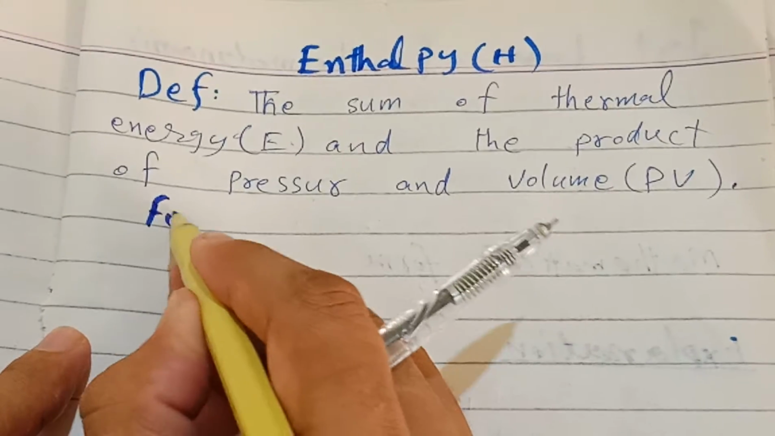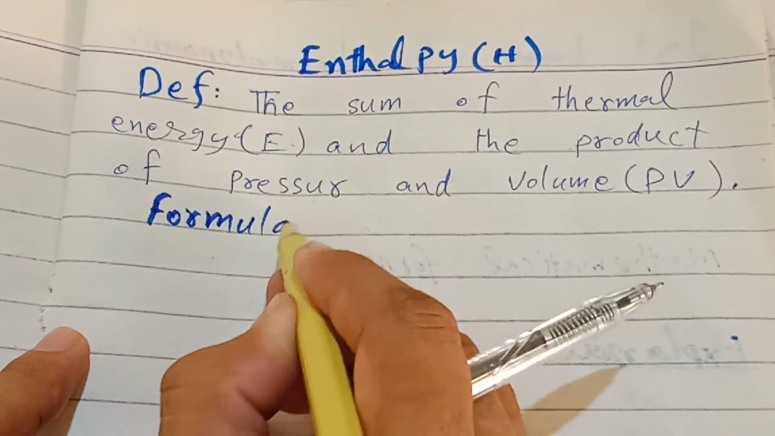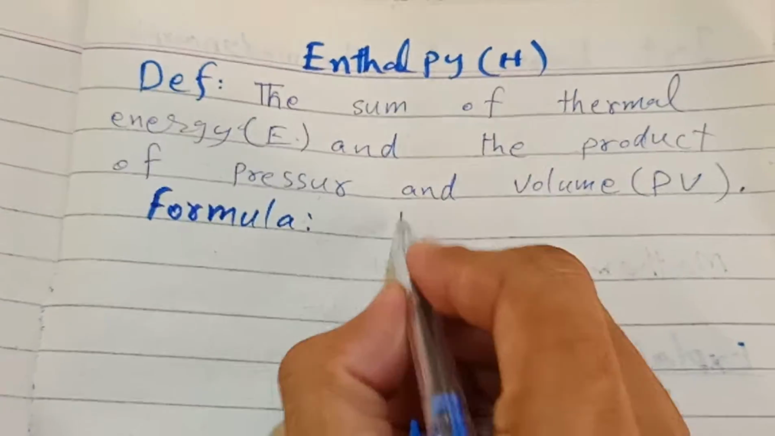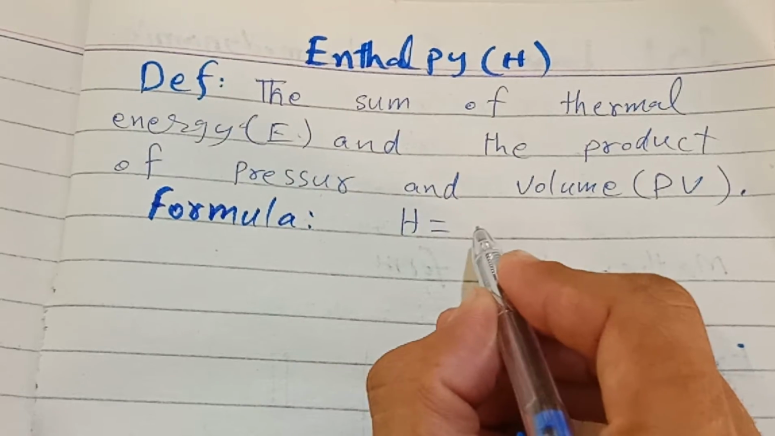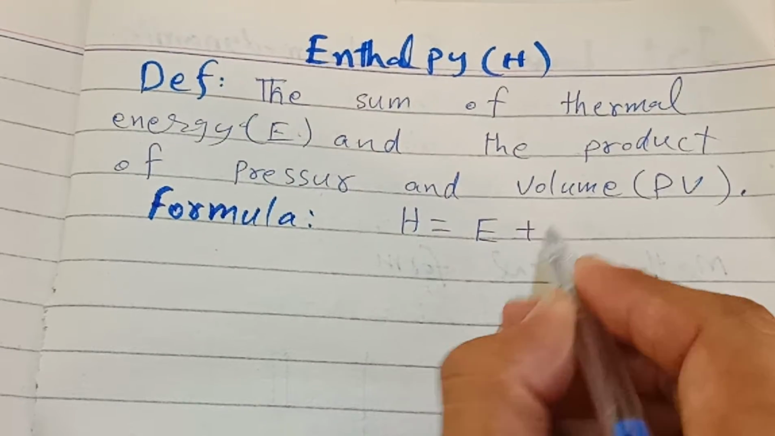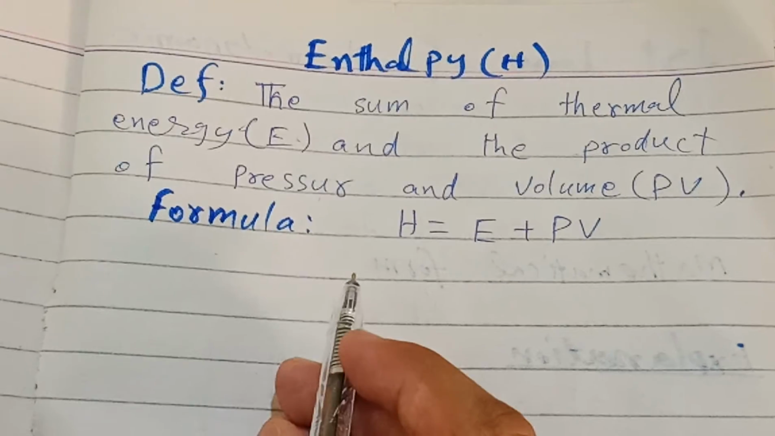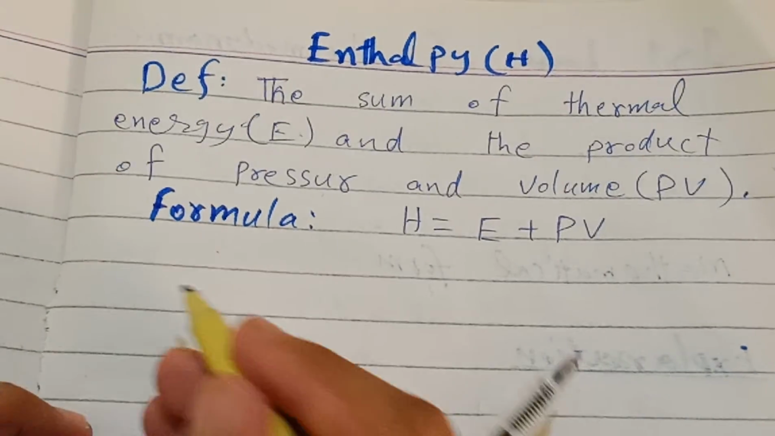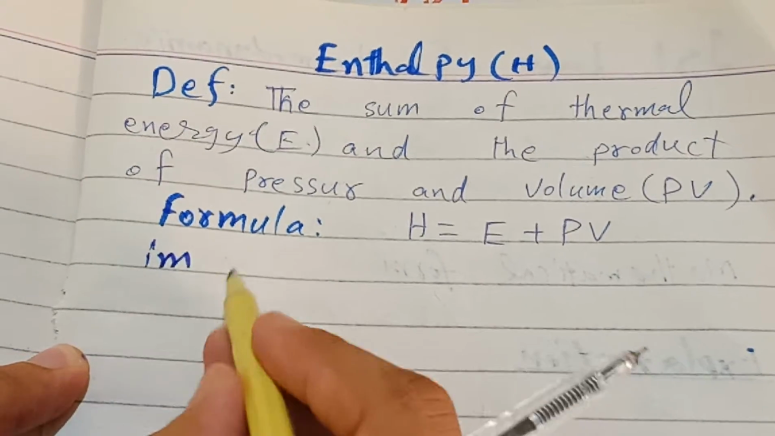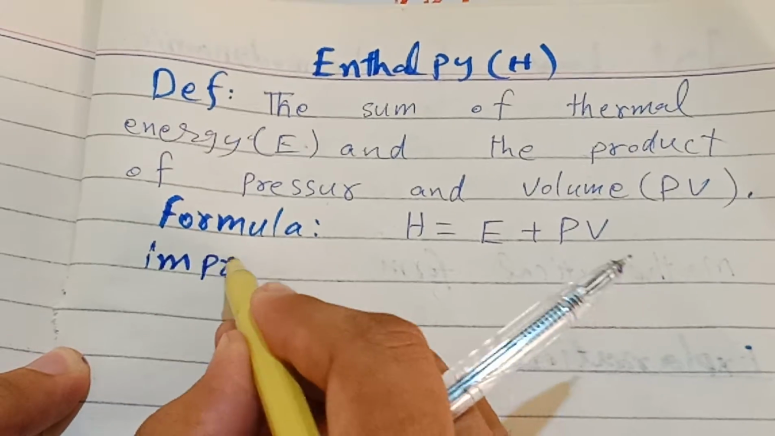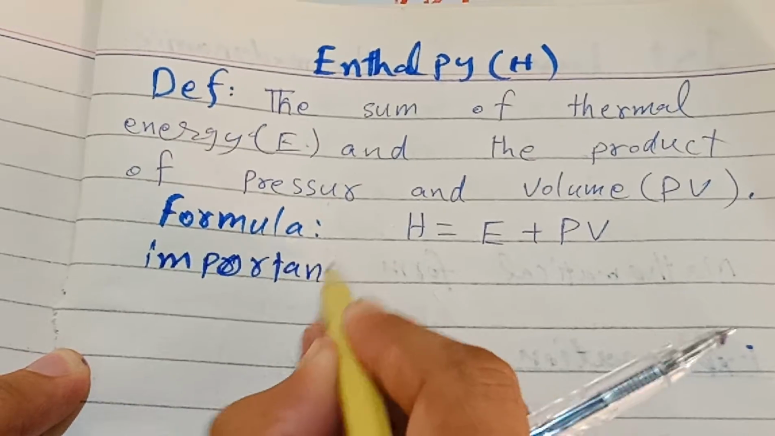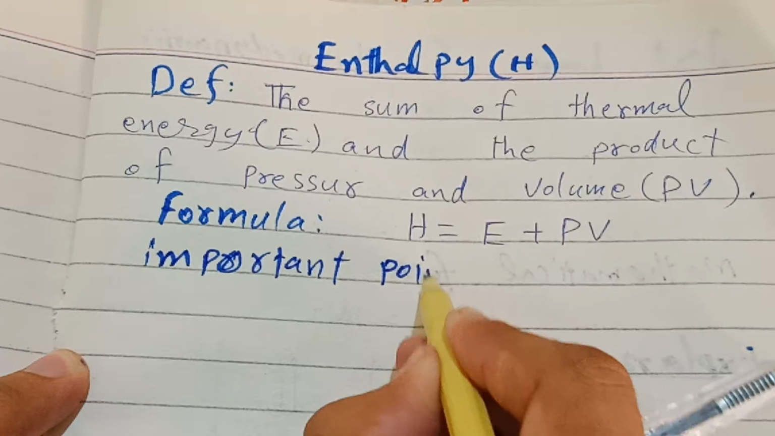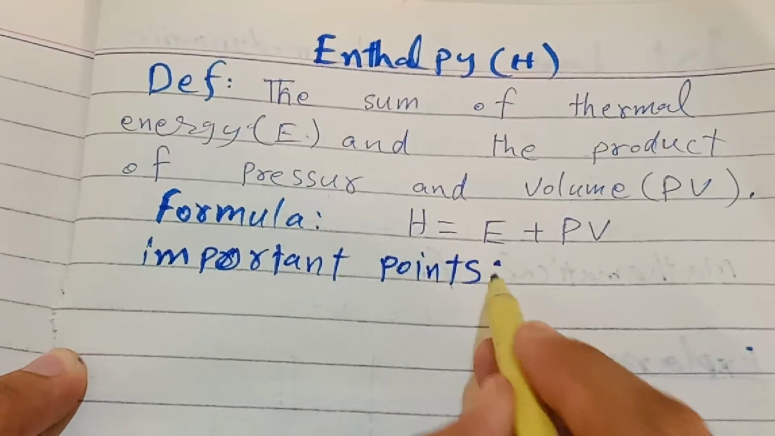Formula, by definition, H is equal to E, internal energy, plus the product of pressure and volume, H equals E plus PV. Now let's discuss the important points related to enthalpy.